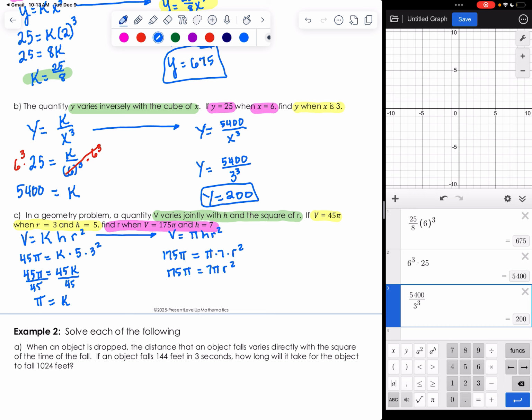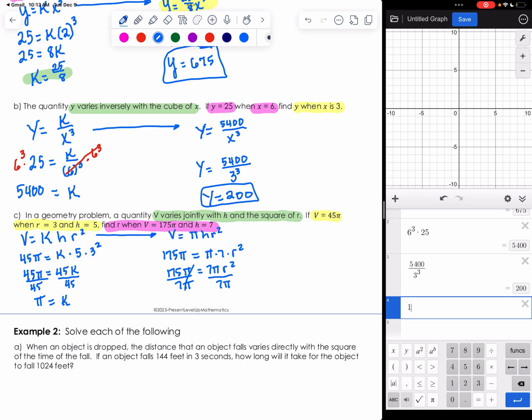So I'm going to divide both sides by 7 pi. The pi's will cancel out, and 175 divided by 7 is 25 equals r squared. Now take the square root of both sides. So r would equal 5. Now, normally we would use plus or minus here, but because it told us it was a geometry problem, we know that r, or the radius, cannot be negative. So I'm just going to use the positive value of r, which is 5.